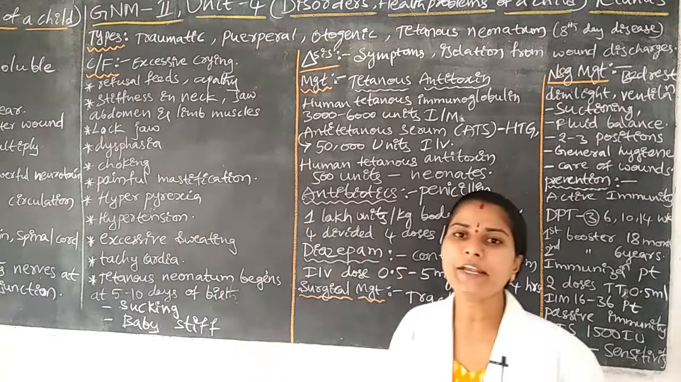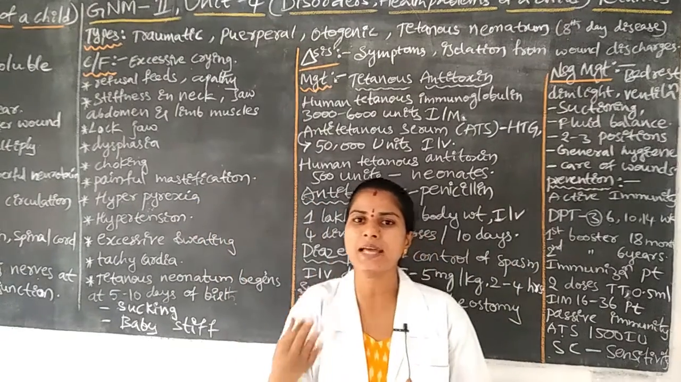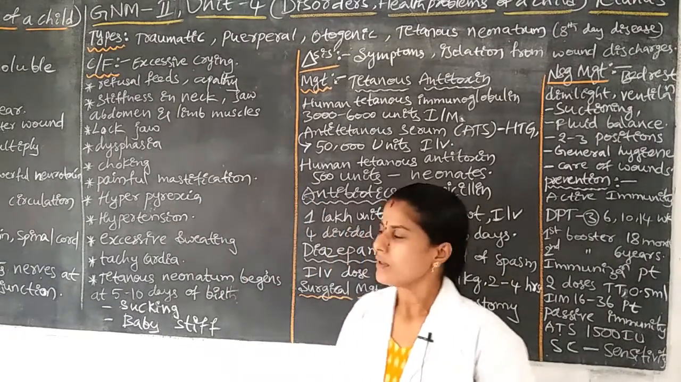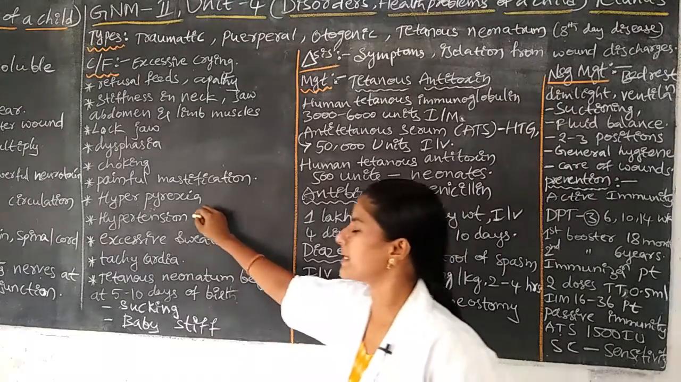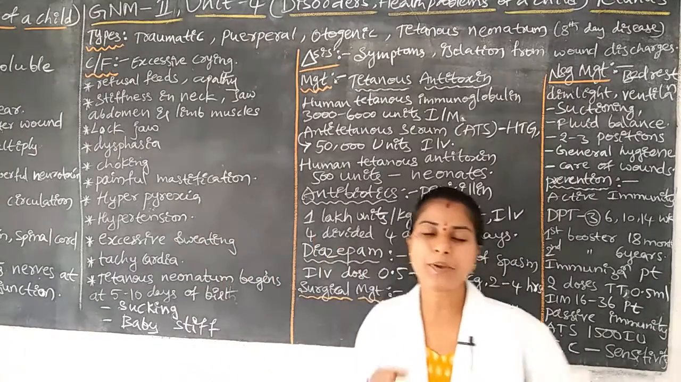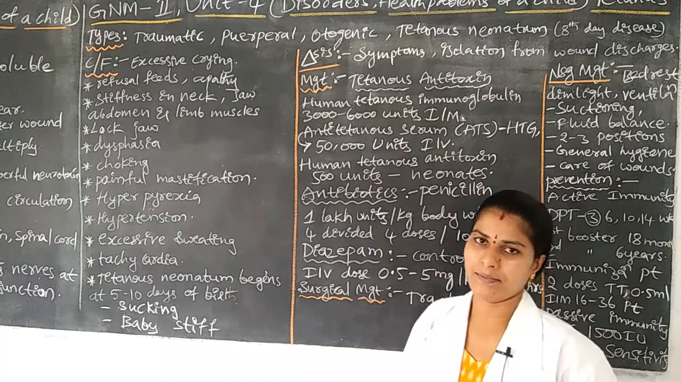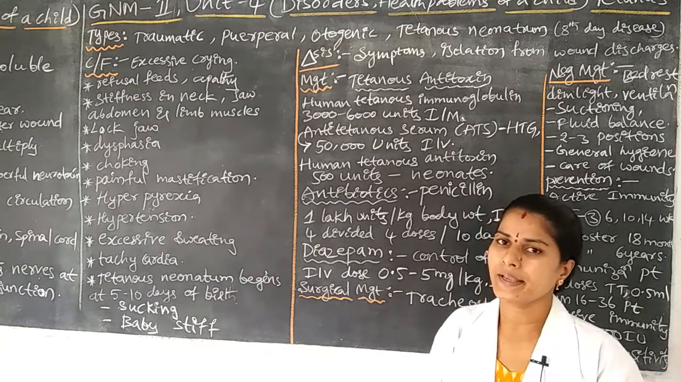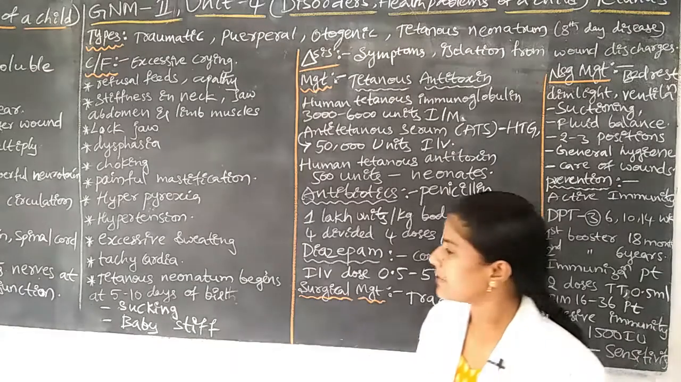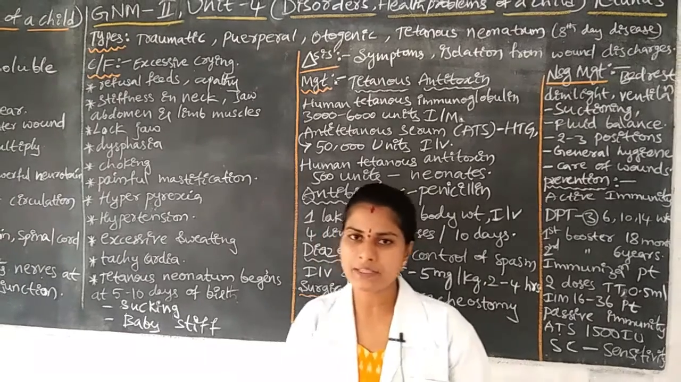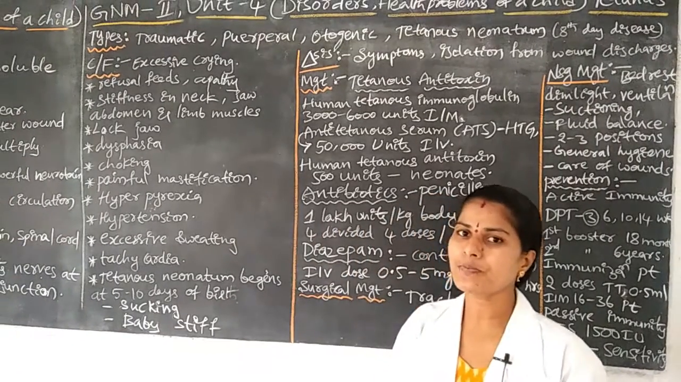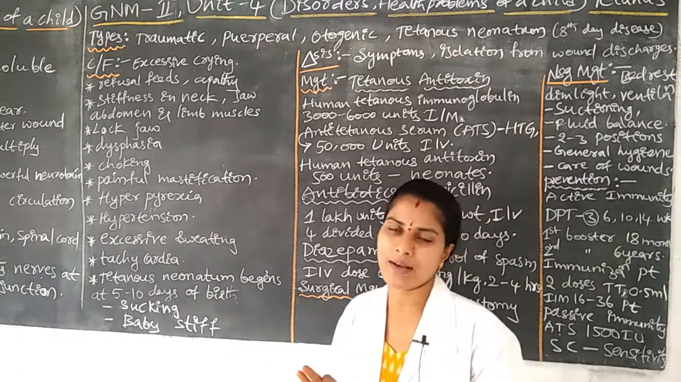Next, hyperpyrexia, the body temperature is increased above normal. Next, hypertension. The BP is increased above normal, whether the systolic pressure or the diastolic pressure.